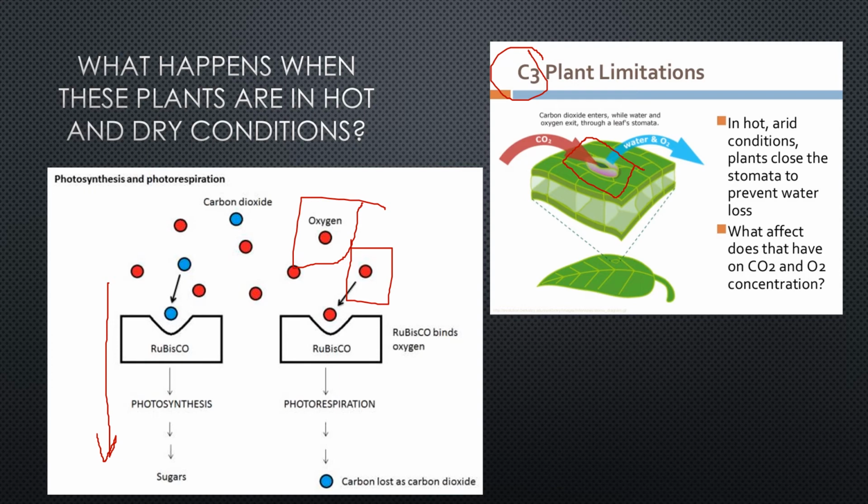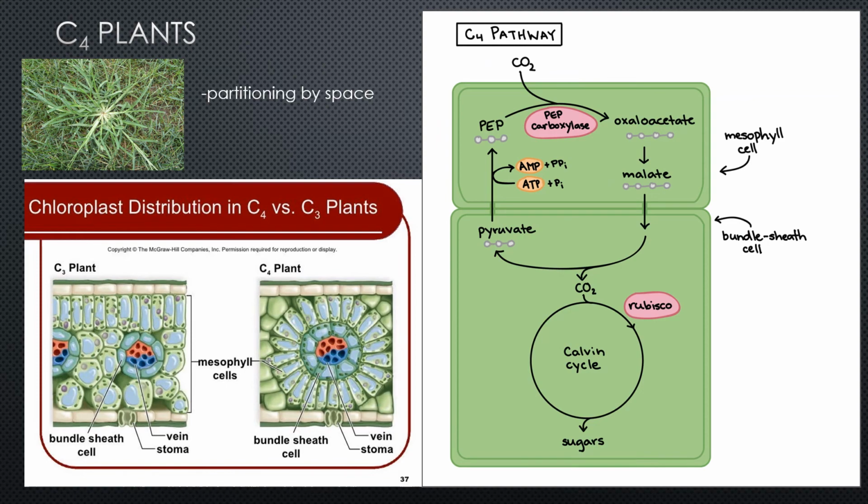However, there are other plants that do things a little differently because they are adapted for those environments. So I'm just going to briefly talk about those. Okay, so C4 plants have an adaptation for their photosynthetic reactions that partition out those processes by space.